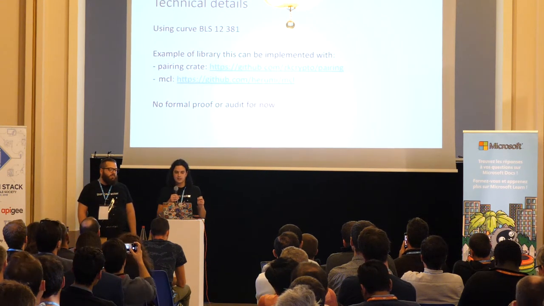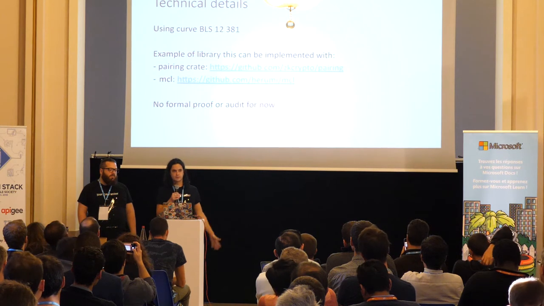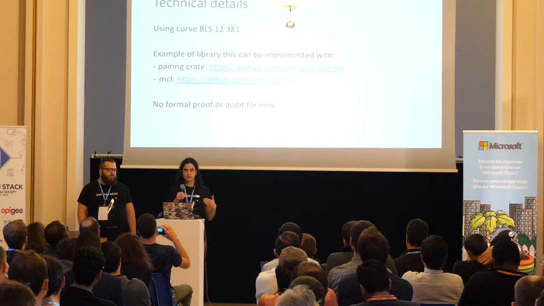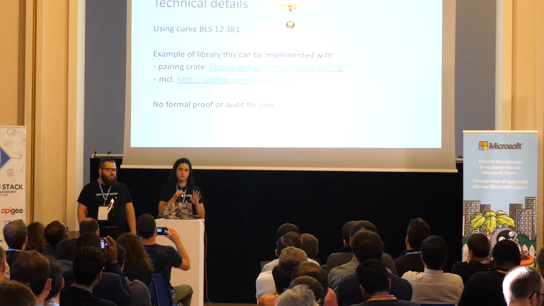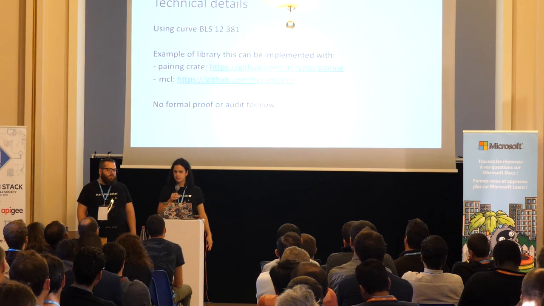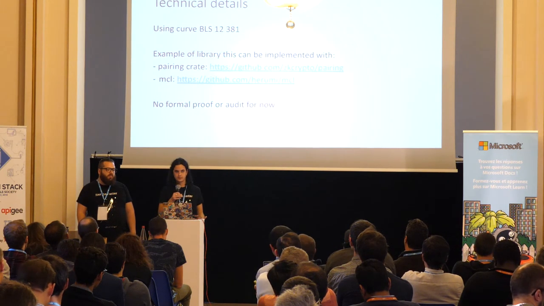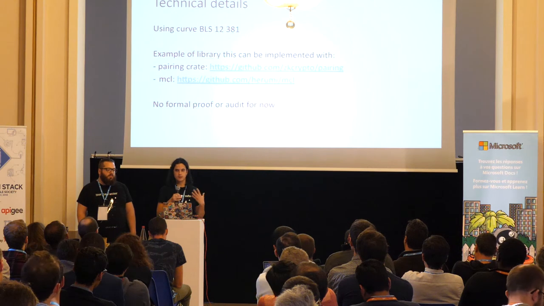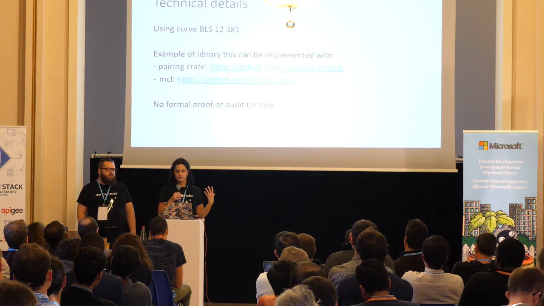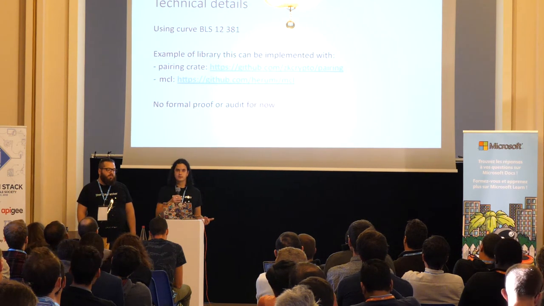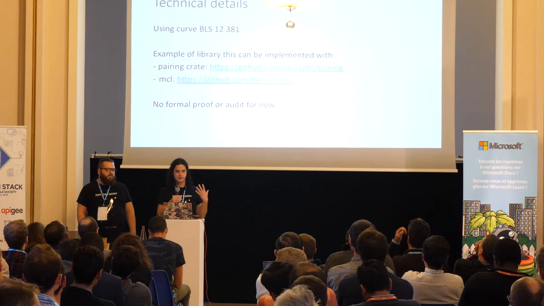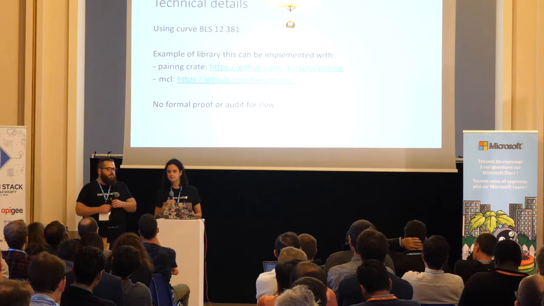For technical details, it uses a curve called BLS 12-381. There are a few libraries you can use to mess around with that kind of thing. It's kind of new cryptography, it appeared around 2005, something like that. So it's not very proven yet. We want to get that audited, but it's a very exciting part of cryptography and can do a lot of interesting stuff. So we'll get more into that and make it fast, make it safe.